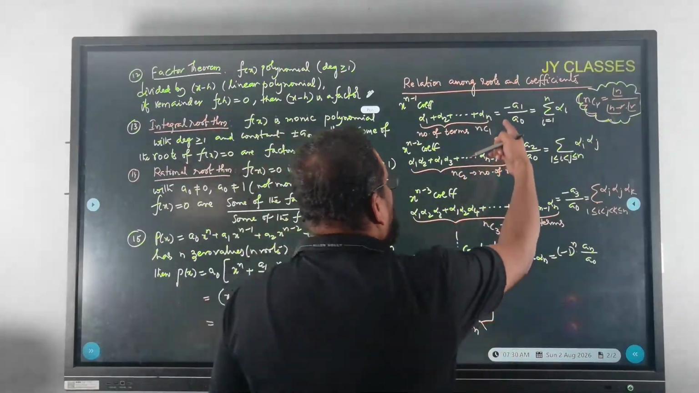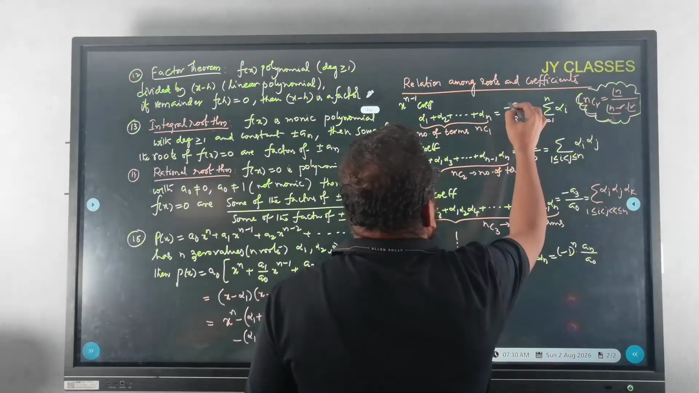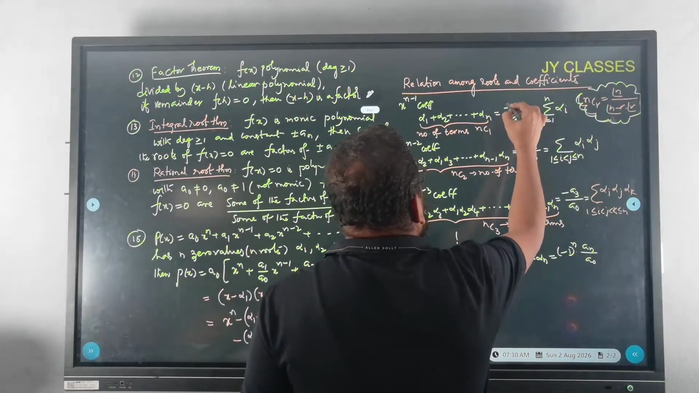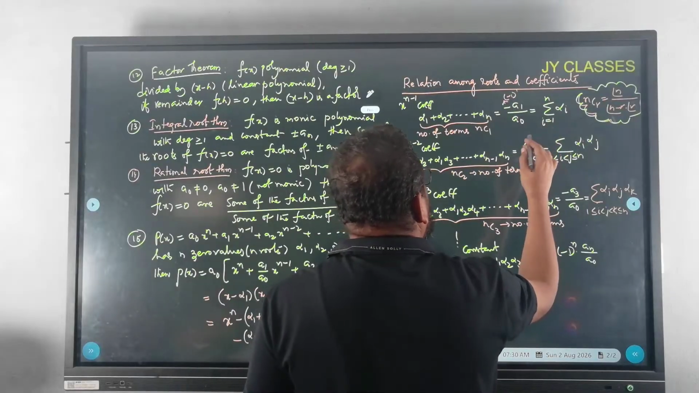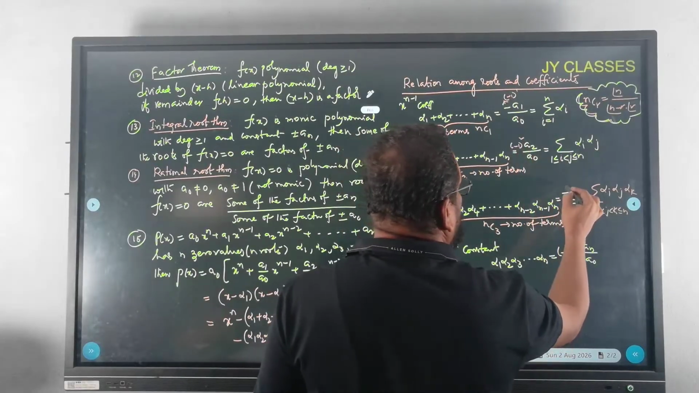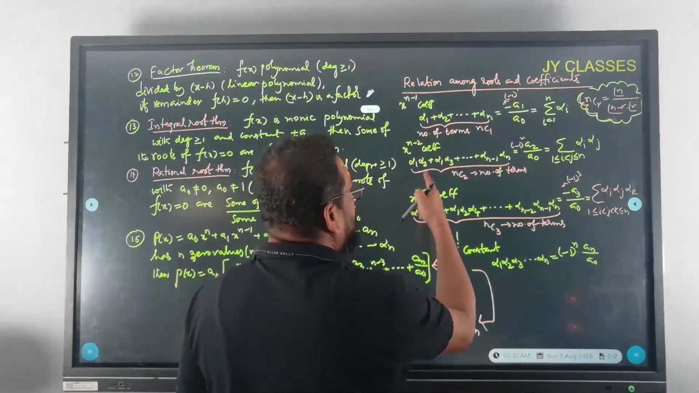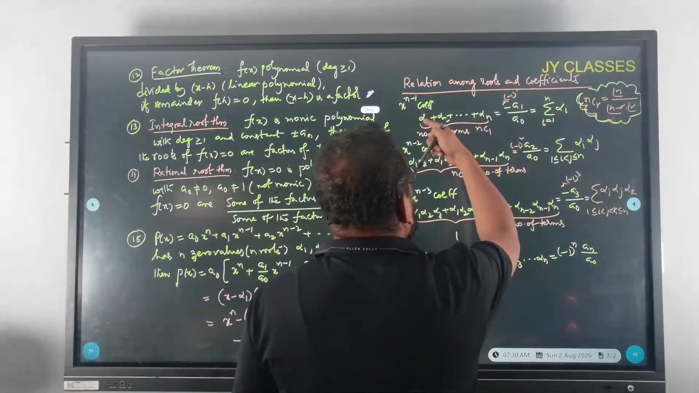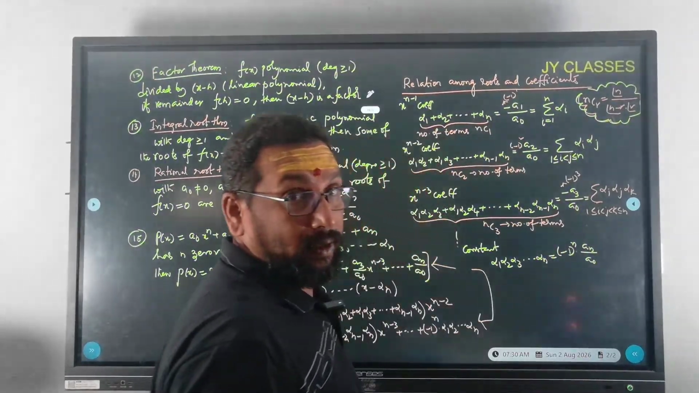So here, if we want to write it like that, for 1 term it is minus 1 power 1. Here it is minus 1 power 2. Here it is minus 1 power 3, because 3 roots are taken at a time. 2 roots taken at a time, minus 1 power 2. 1 root, minus 1 power 1. N roots, minus 1 power n.